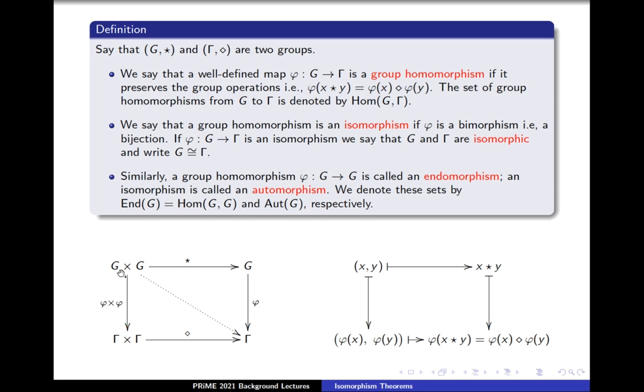Now let's consider going along the diagram by going down the left-hand side of the diagram and across the bottom. So we take our element little x little y in G cross G, and we'll map that to gamma cross gamma by applying phi to each coordinate. So we'll get the pair phi of little x comma phi of little y. Now mapping this along the bottom to gamma, we'll use the binary operation diamond. So phi of little x, phi of little y maps to phi of little x diamond phi of little y. And because our map phi is a group homomorphism, we see that these two maps are equal to each other. So whether we go along the top and then down the right is the same as if we go down the left and across the bottom.